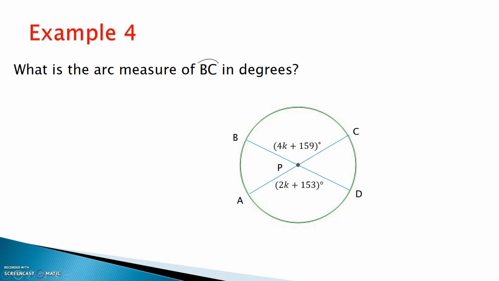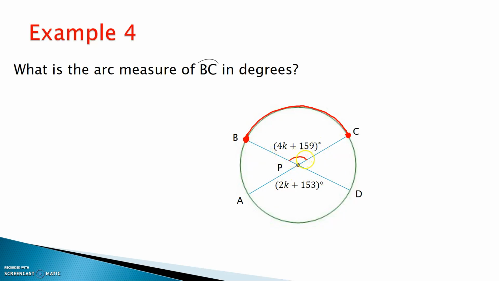All right, for example 4, what is the arc measure of BC? So from B all the way to C, the minor arc, the shortest distance. They use 2 letters, so we're going to assume it's the shortest distance. I want to know this angle. The issue that I have is, I don't even know what K is. I need to figure out K. If I can figure out K, I just have to plug it back in and get the degrees. All right, so how can I figure this out? I have 2 lines that are crossing, and guess what?